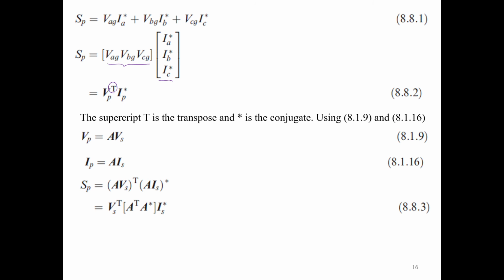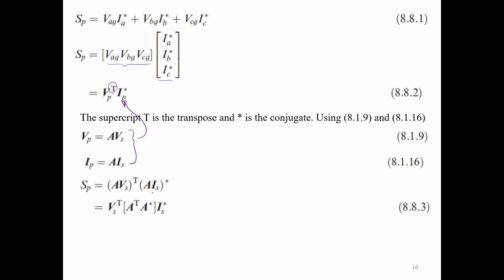Now our goal is that we want to re-express this formula in terms of the sequence quantities. What we have to do here is that we know that Vp is A times Vs and Ip is A times Is. So we just put these two relationships in this formula and you get this line. Now you rearrange this a little bit, because you get A Vs transpose times A Is conjugate.